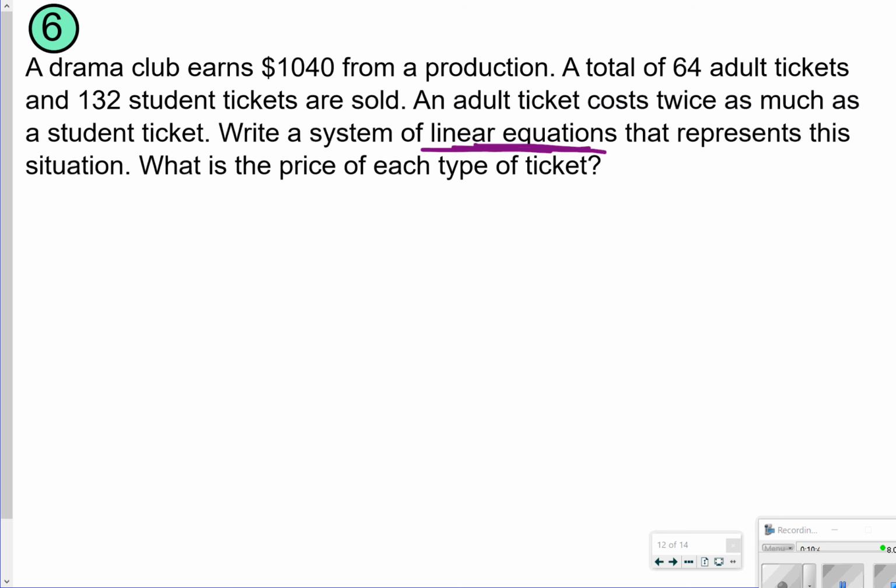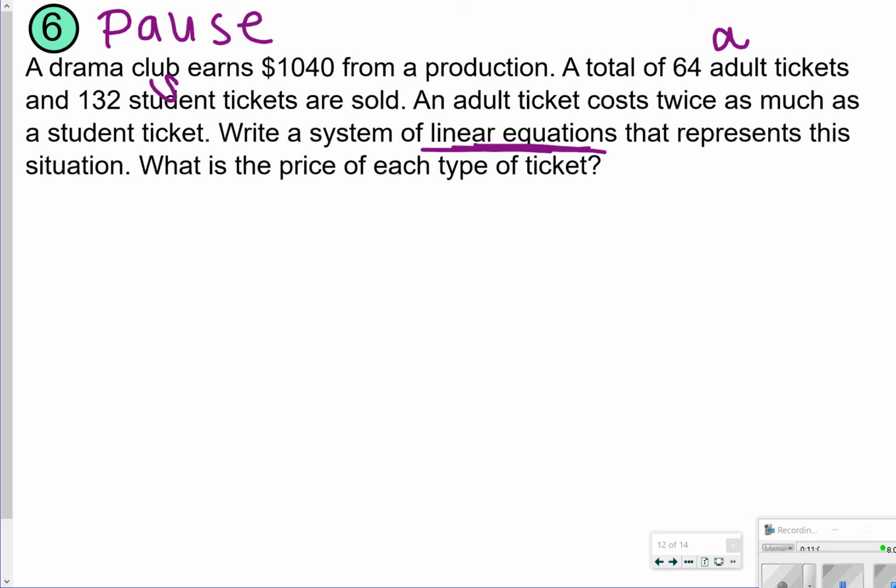I would maybe just say A represents adult tickets and S represents student tickets, because that's easier for me to keep up with. What you're going to do though is try to write two equations first. So if you want to pause it and write your equations first, and then click play to make sure your equations are written correctly, you can. Otherwise, if you feel like your equations are written correctly, go ahead and write your equations and solve to find the price of each ticket.